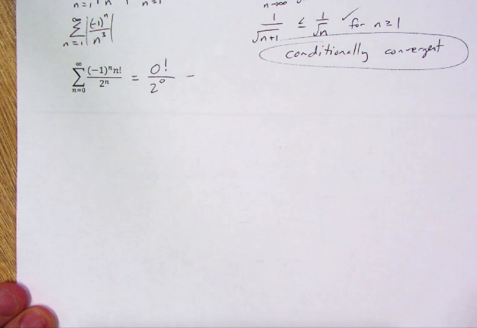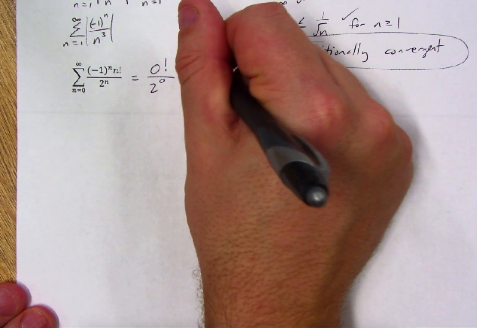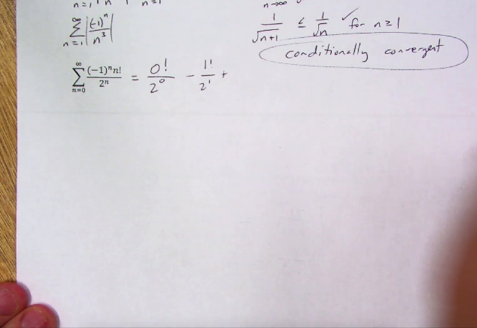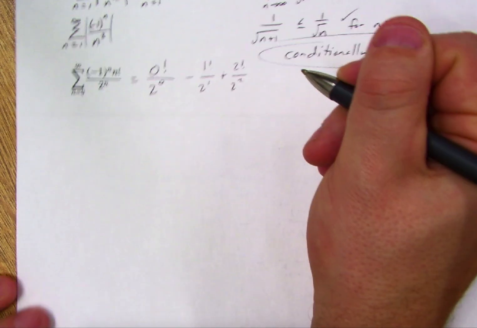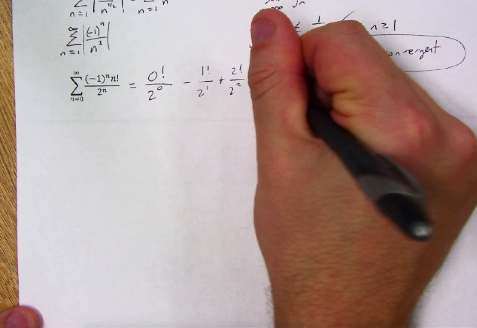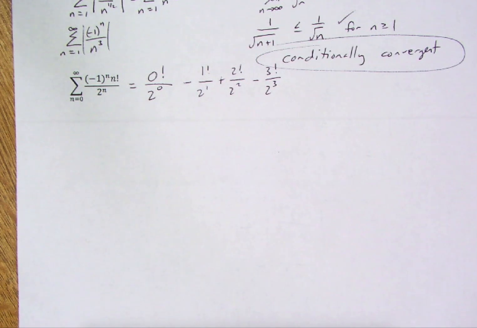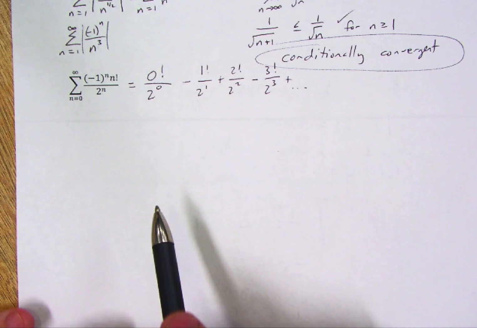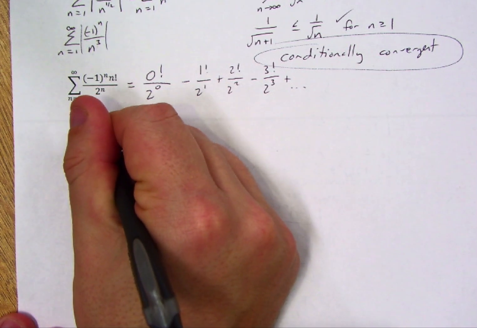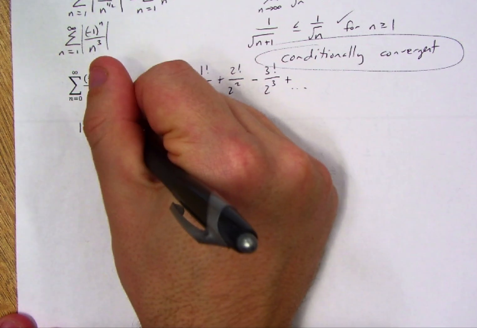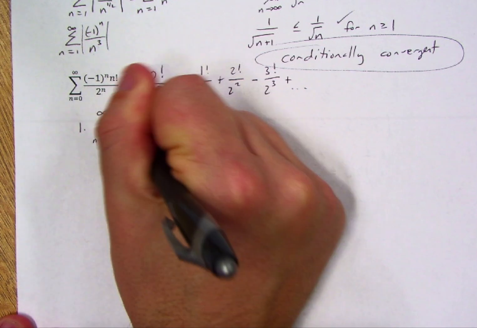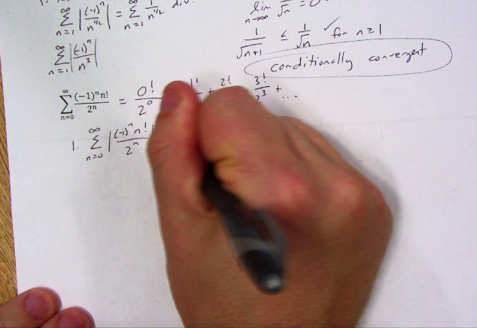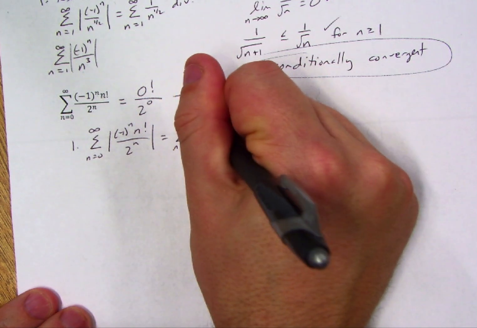And then we would get minus, if I plug 1 in for the n's, 1 factorial over 2 to the first. And then if I plug 2 in, I would get 2 factorial over 2 squared. There's a reason why I'm doing this here. And then I would get minus 3 factorial over 2 cubed plus dot, dot, dot. I'll explain why I did this in a second. So the first thing I want to test for is absolute convergence. If I put absolute value around this, all that does is make the negative 1 to the n go away. So we would have n factorial over 2 to the n.